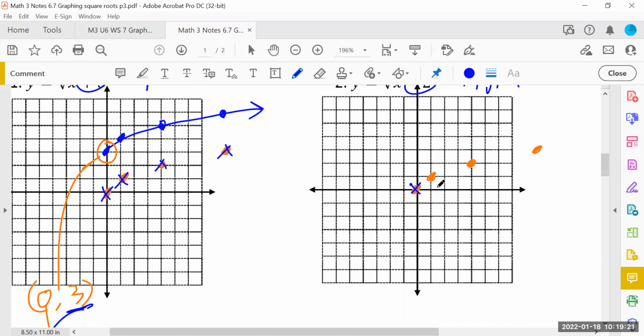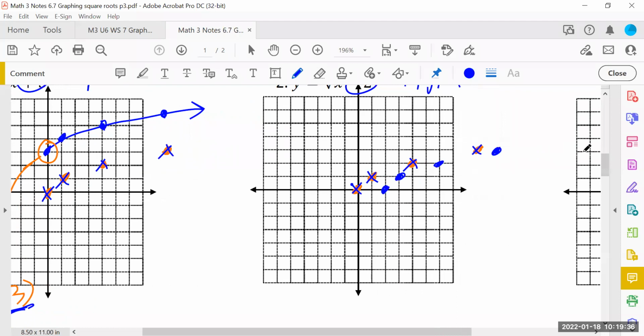So this guy right 2. This guy right 2. Right 2. And right 2. Connect the dots. There's my graph. That simple.